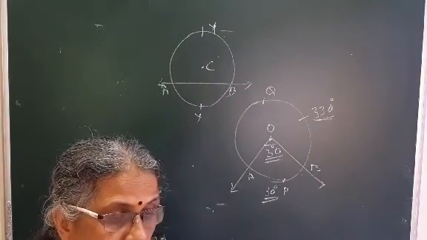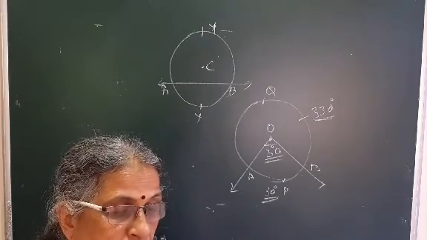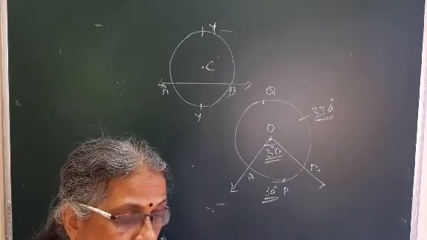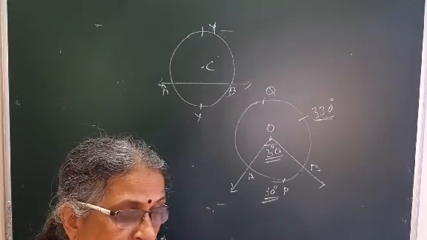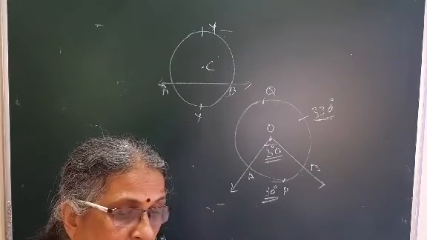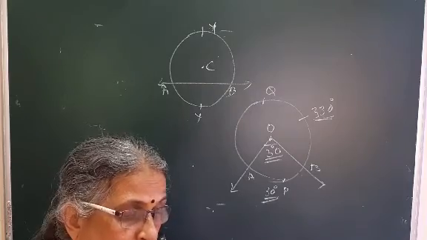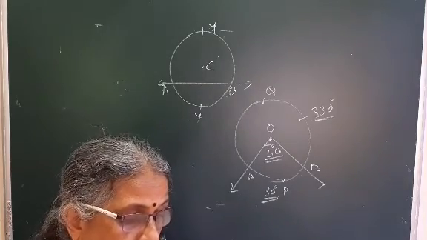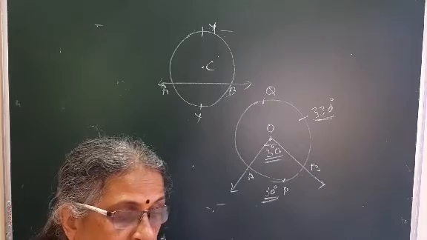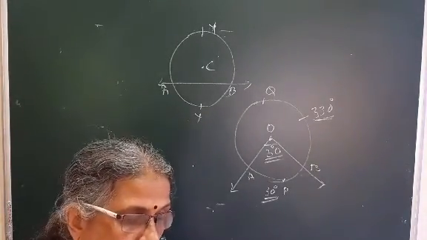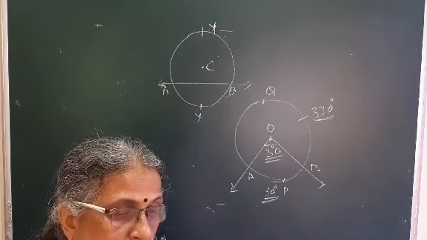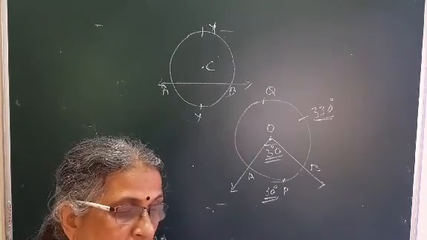So what is the statement? The chords corresponding to congruent arcs of a circle are congruent. So congruent arcs are given, that is arc APC is equal to arc EQD, or DQE, that is given to you, and you have to prove chord AC is congruent to chord ED. Followed? So what is the statement? The chords corresponding to congruent arcs of a circle are congruent.